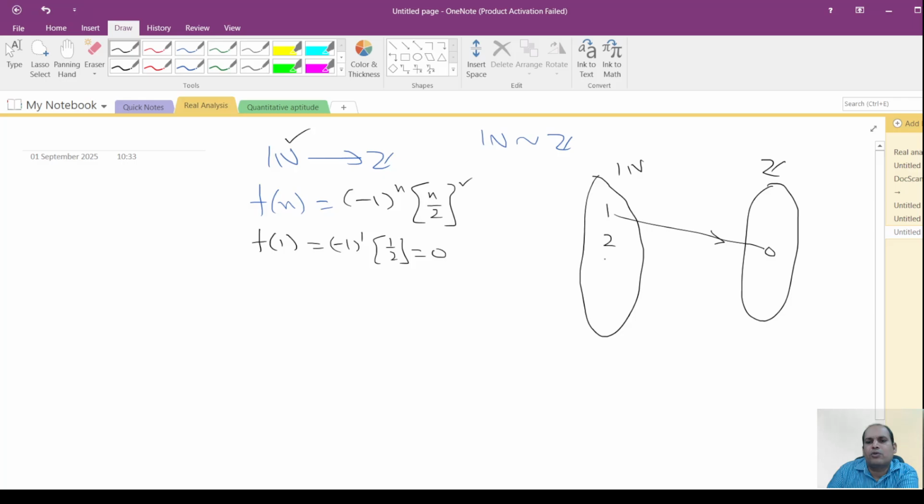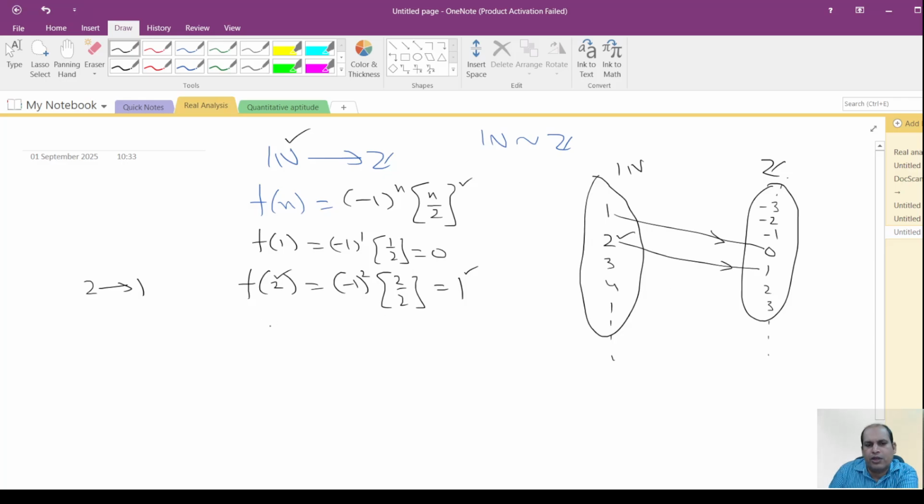Here we have 1, 2, 3, 4 and so on. In the set of integers we have 0, 1, 2, 3 and -1, -2, -3 and so on. Now look at the image of 2 under this mapping. f(2) is (-1)^2 times ⌊2/2⌋, that is 1. So in short notation, 2 goes to 1.